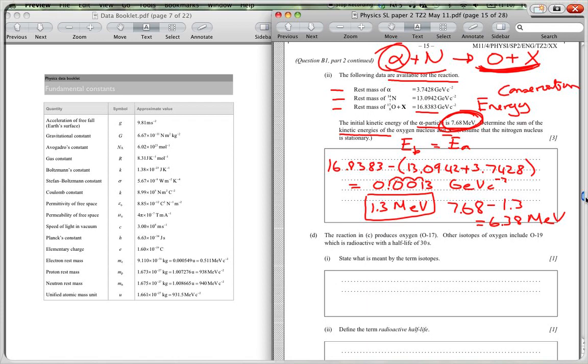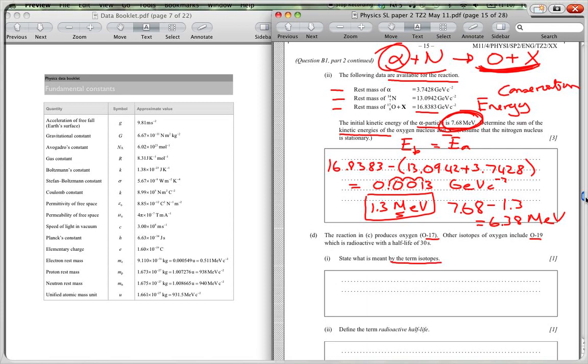Okay, so this is actually quite straightforward. It's just a matter of adding and subtracting and making sure that you understand your units and work with your multipliers. So the reaction in C produces oxygen O17. Other isotopes of oxygen include O19, which is radioactive with a half-life of 30 seconds. State what is meant by the term isotopes.